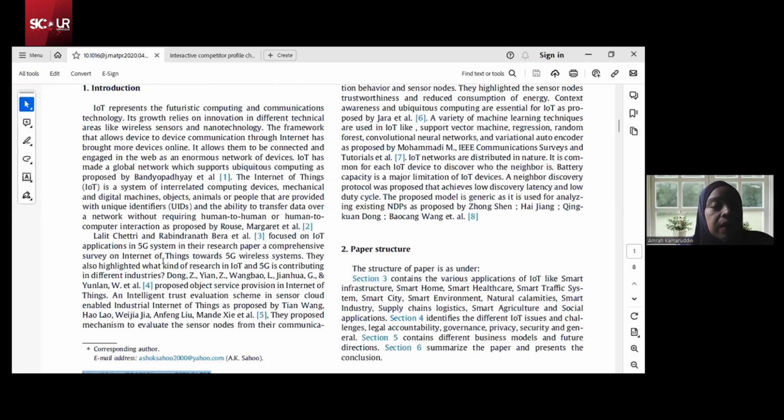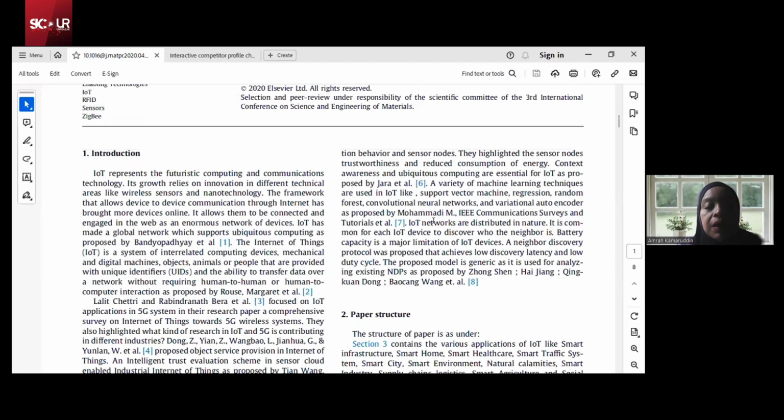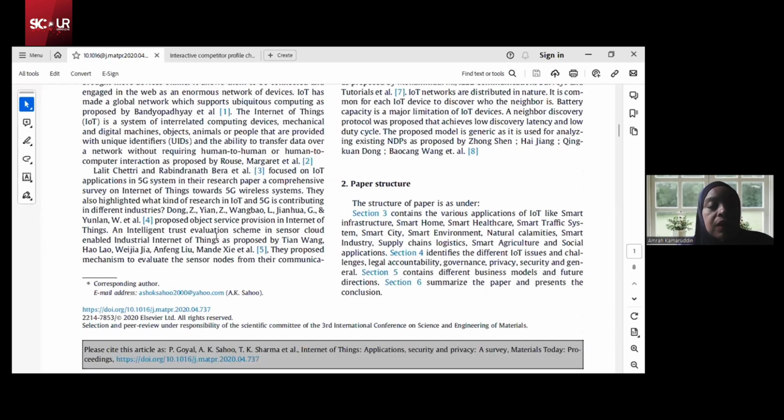So go back to the journal just now. This is parenthetical. Sometimes they just put a number. For example, Lalit Chhatri and Rabindranath Bera, et al. This is parenthetical. If at the back, for example, after all the words are finished, at the back of the words, that is narrative. So you can do both.